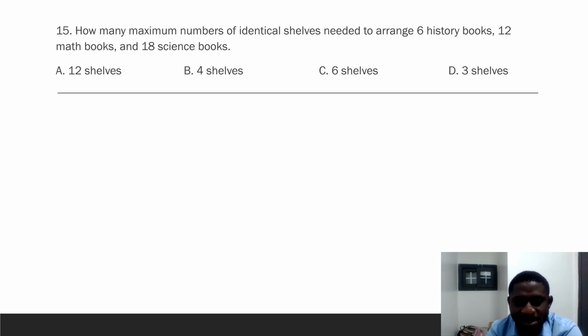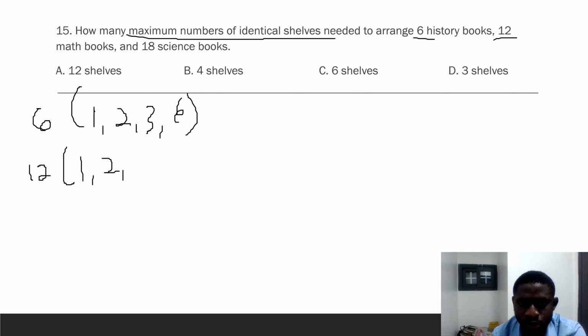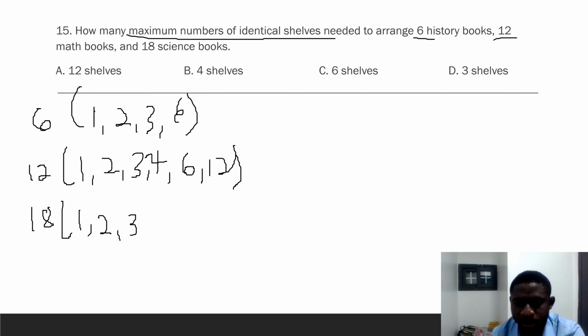15. What is the maximum number of identical shares? Still a question on highest common factor that we need to arrange 6, 12, and 18. So for 6, factors of 6 are 1, 2, 3, and 6. For 12, factors of 12 are 1, 2, 3, 4, 6, and 12 itself. Factors of 18, we have 1, 2, 3, 6, 9, and 18.